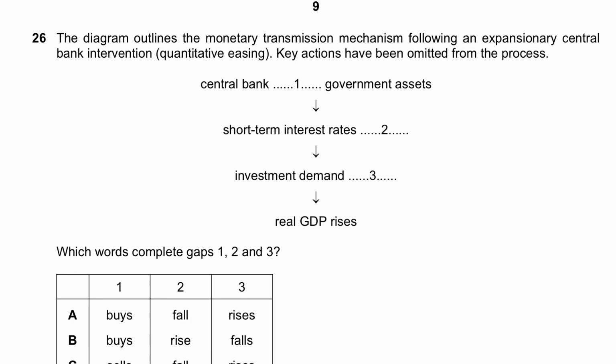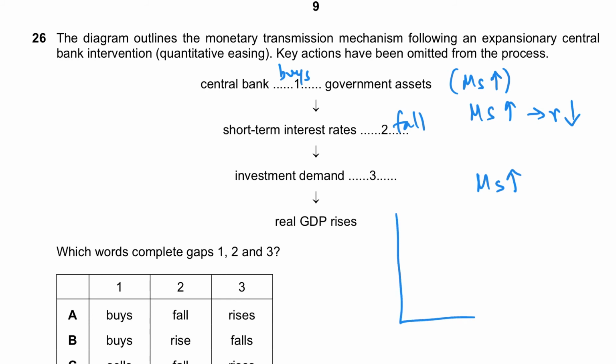In question number 26, they say that diagram outlines the monetary transmission mechanism following an expansionary central bank intervention, quantitative easing. Key actions have been omitted from the process. So basically, when the quantitative easing is happening, we notice the money supply has to go up, because that's what quantitative easing is. So what the central bank does is that if the central bank buys government assets, then basically they will give money to the economy. So money supply goes up, which results in short-term interest rates to fall, because when the money supply goes up, your interest rate goes down.